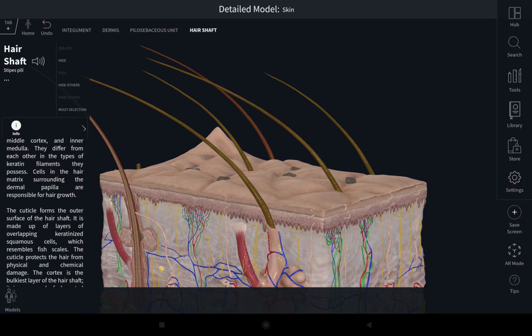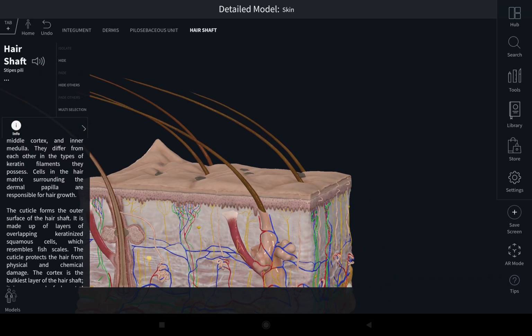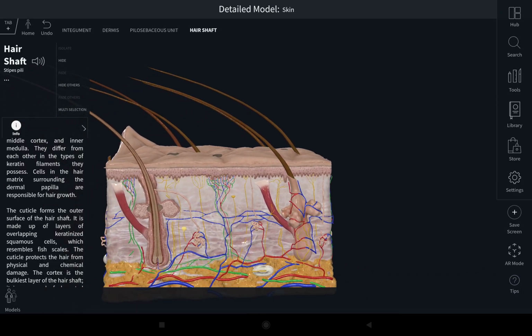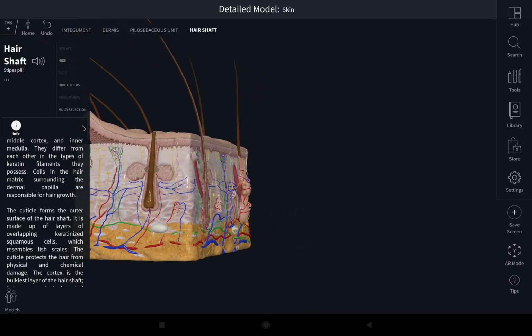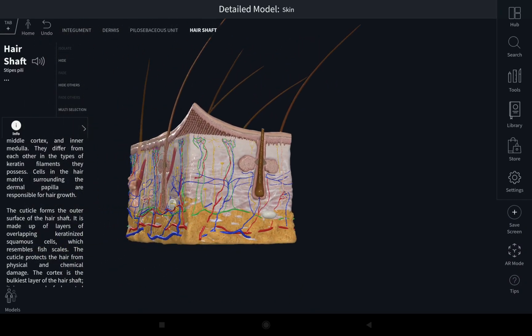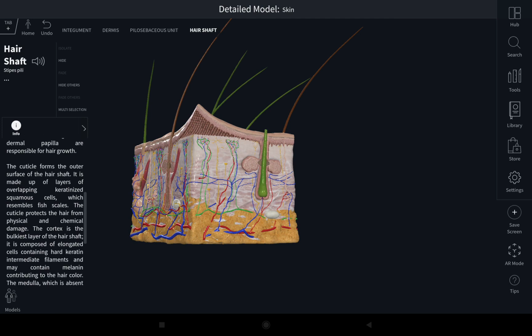The cuticle forms the outer surface of the hair shaft. It is made up of layers of overlapping keratinized squamous cells which resemble fish scales. The cuticle protects the hair from physical and chemical damage.